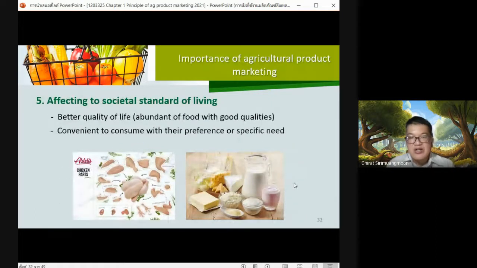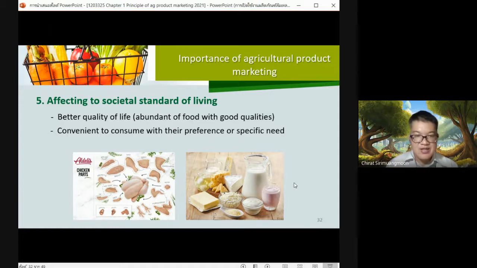Last one. Agricultural products marketing is also linked to the societal standard of living because agricultural products marketing is the key factor to create higher quality food products. For example, think about in the past, you did not have quite a high standard of chicken meat, but now we need to follow the standard. We have better quality, and we have chicken meat all year, in every market. So you can have good food, good quality.